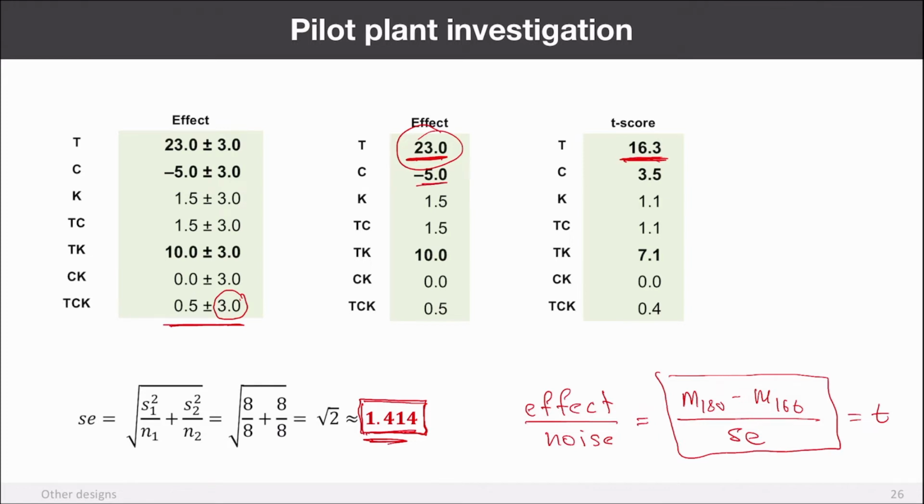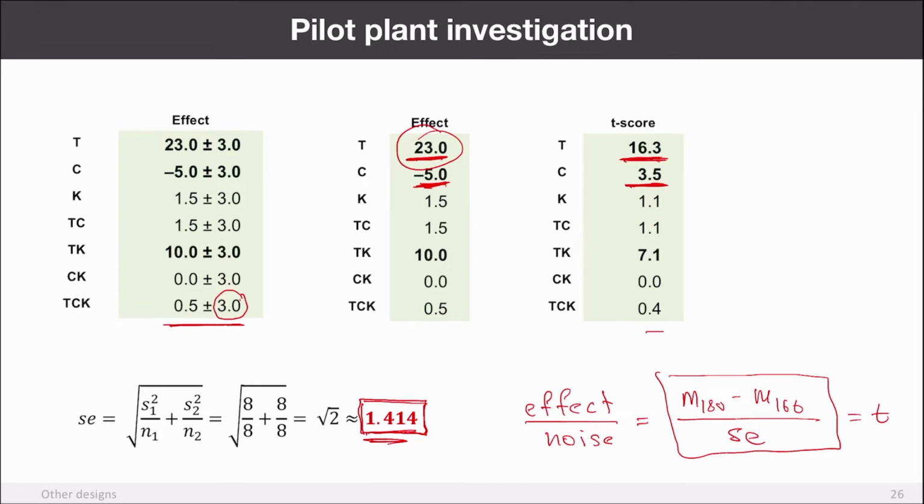Here you have -5. And you can see that I got rid of the sign. I need only the magnitude in this case. So 3.5, what does it mean again? It means that this observed effect is 3.5 times larger than the standard error.